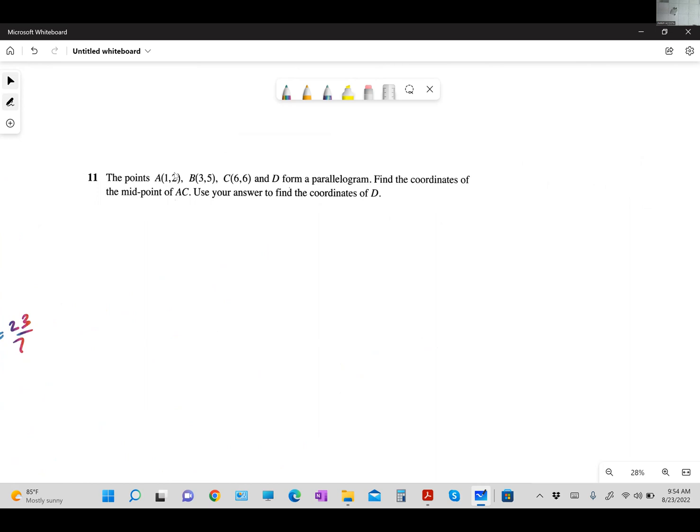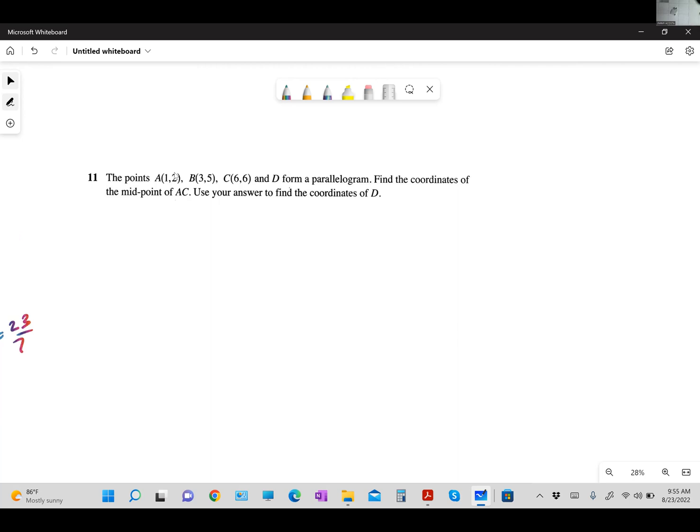It says there, number 11. The points A (1, 2), B (3, 5), C (6, 6), and D, which doesn't give you the number, of course, form a parallelogram. Find the coordinates of the midpoint of AC. Use your answer to find the coordinates of D.